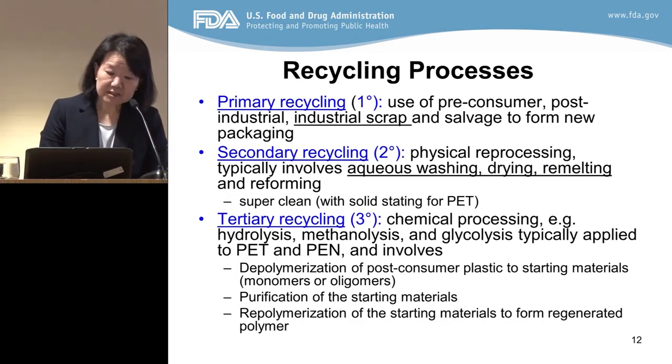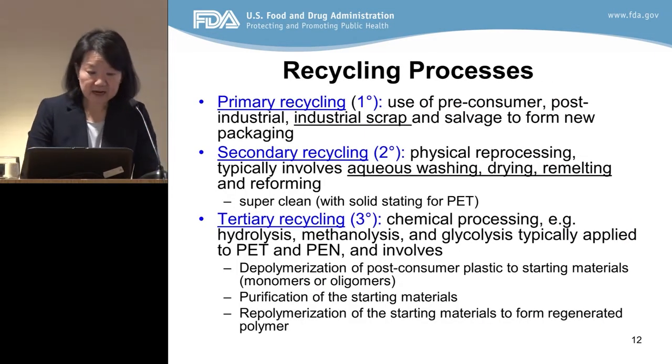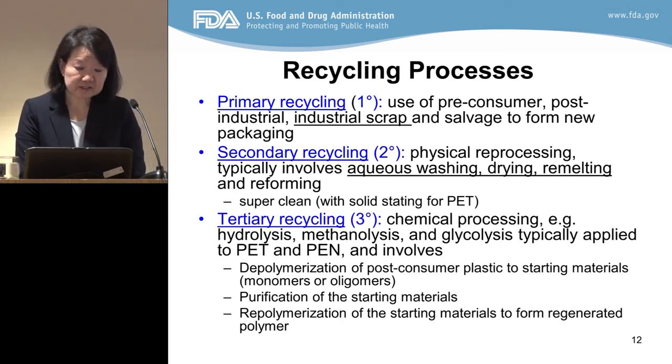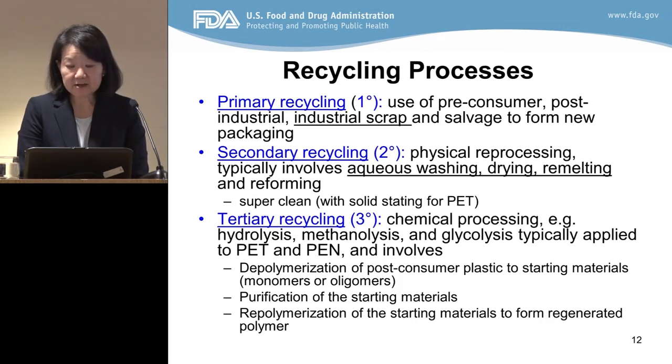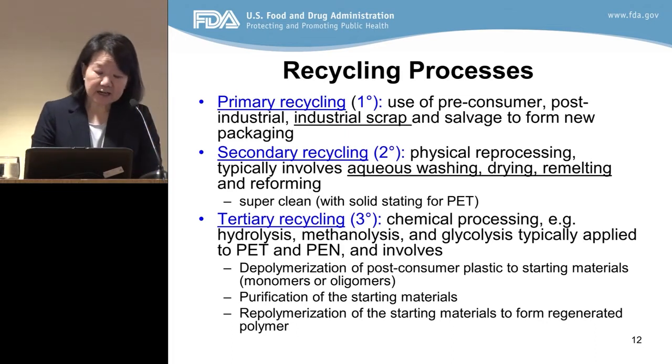Now we talk about the recycling process. There are three different processes. The first one, I believe, identified by the EPA in terms of primary recycling, secondary, or tertiary recycling. The primary recycling is the use of regrind of the pre-consumer or post-industrial or industrial scrap.